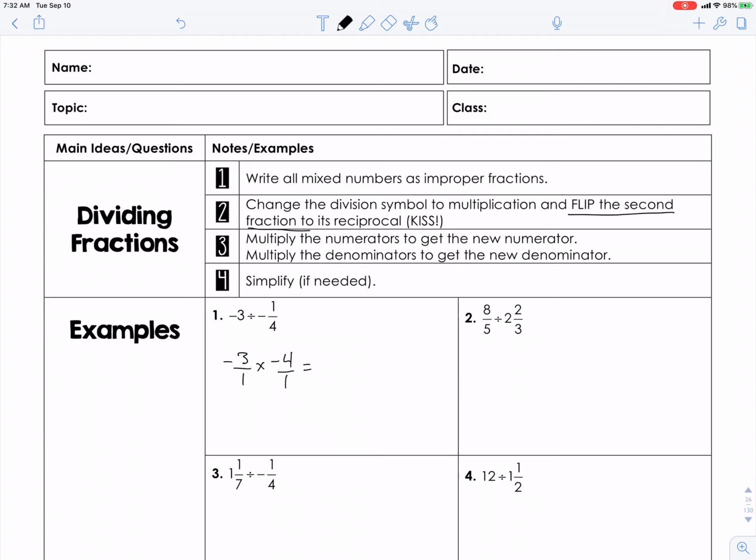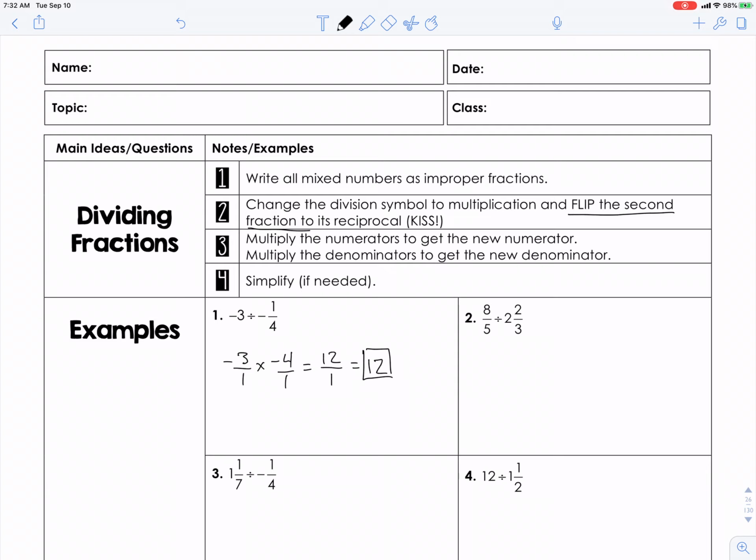So a negative 3 times a negative 4 gives me a positive 12. Negative times negative gives me a positive. 1 times 1 is 1. Okay, now I got to simplify. 12 divided by 1, or how many times is 1 going into 12? 12. There's my answer. That was not very difficult.